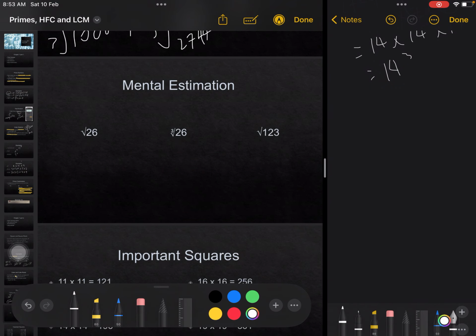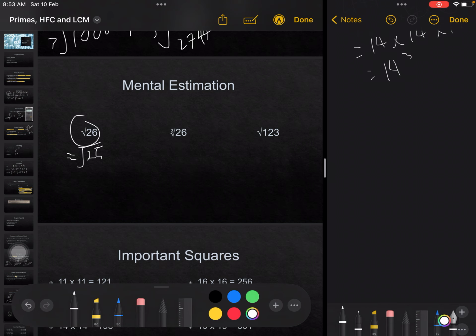mental estimation. This one is not so easy, but we can still do it. We need to mentally calculate this square root of 26. We know that square root 26 cannot be a whole number. It will give a lot of decimal places. So we need to estimate square root 26. We know that square root 26 is very near to 25.